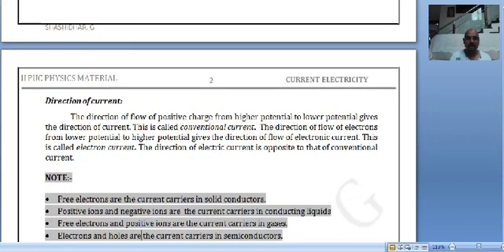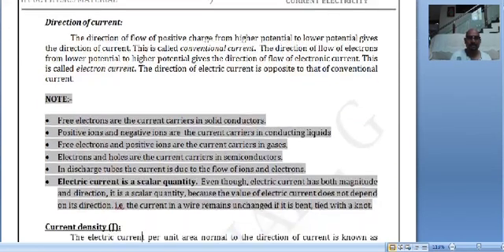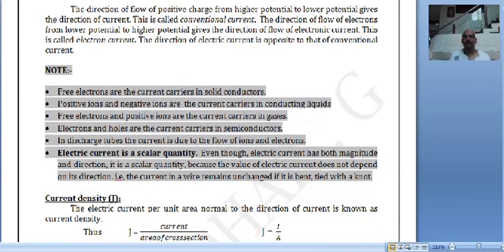So having learnt about the direction of the electric current, notice that there are a few important notes. See that in conductors, electrons are the charge carriers. Electrons move from one point to the other, and because they are free charges, they are conduction electrons, free electrons. These are the charge carriers in the case of conductors.